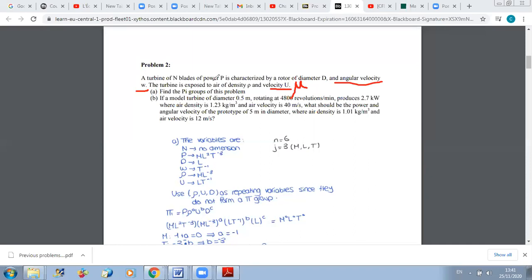So these are my variables. Now I determine their dimensions. First, for the number of blades, the number of blades has dimensions.